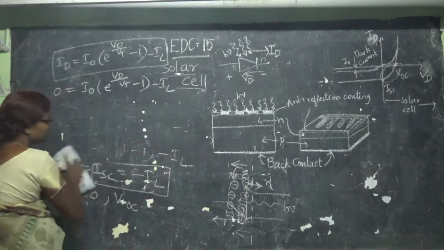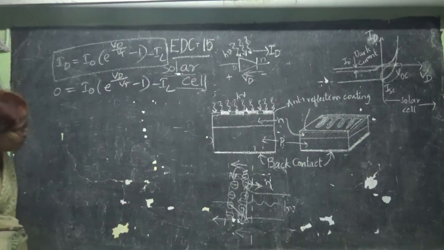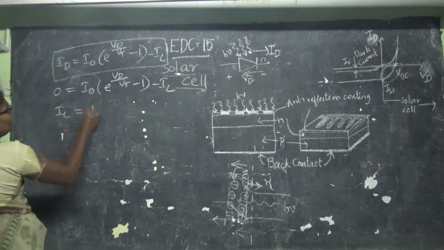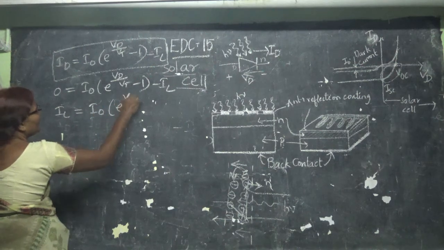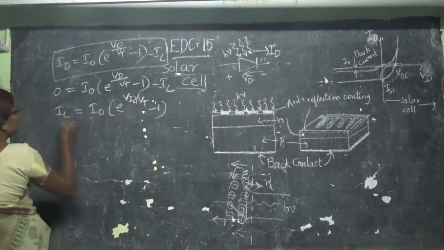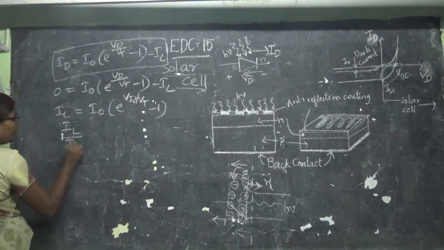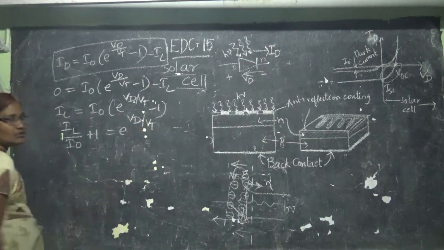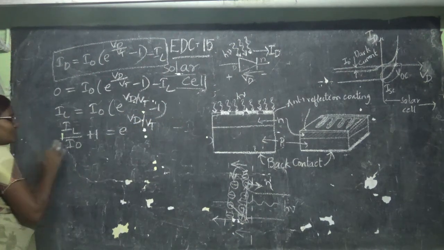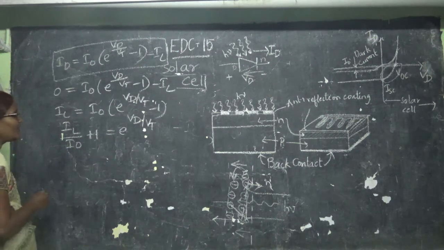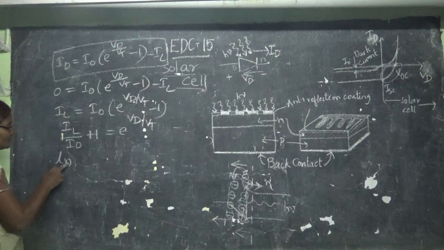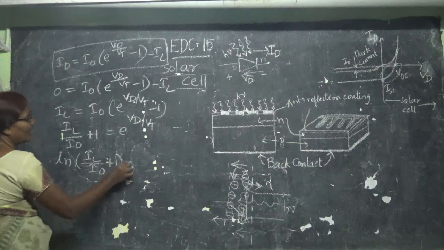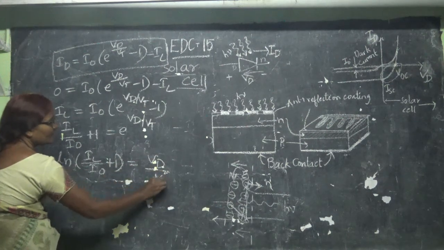So IL is equal to I naught into e to the power of Vd by Vt minus 1. So IL by I naught plus 1 is equal to e to the power of Vd by Vt. So if I apply natural logarithm on both sides, ఎందుకని exponential power ఉంది కాబట్టి ln యూజ్ చేస్తాం. ln అంటే natural logarithm. If I apply natural logarithm on both sides, what I will get? I will get Vd by Vt. So what is my Vt?